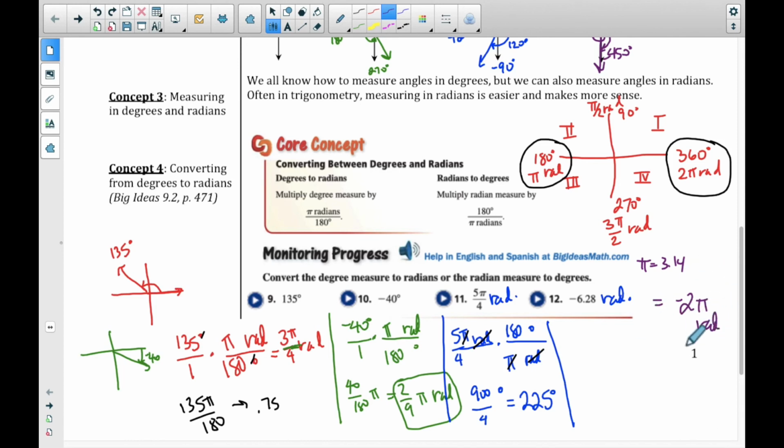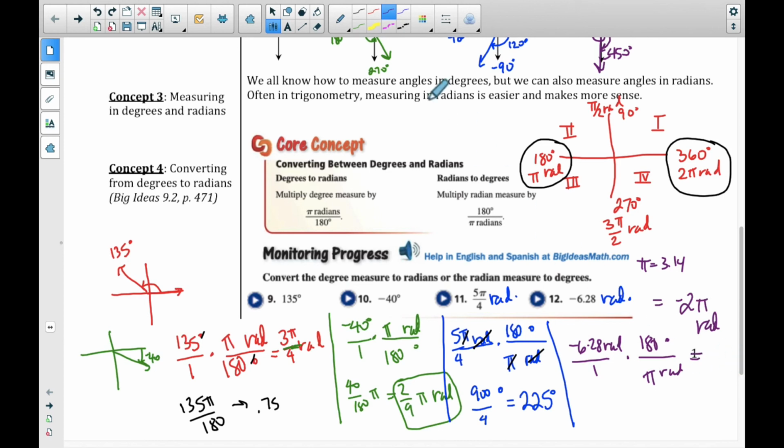Well, we don't want radians. We want it in degrees. So let's go ahead and convert it over to degrees. So we have a negative 6.28 radians over 1. We're going to multiply that. This time we're going to put radians in the denominator and degrees in the numerator. So we have 180 degrees over pi.